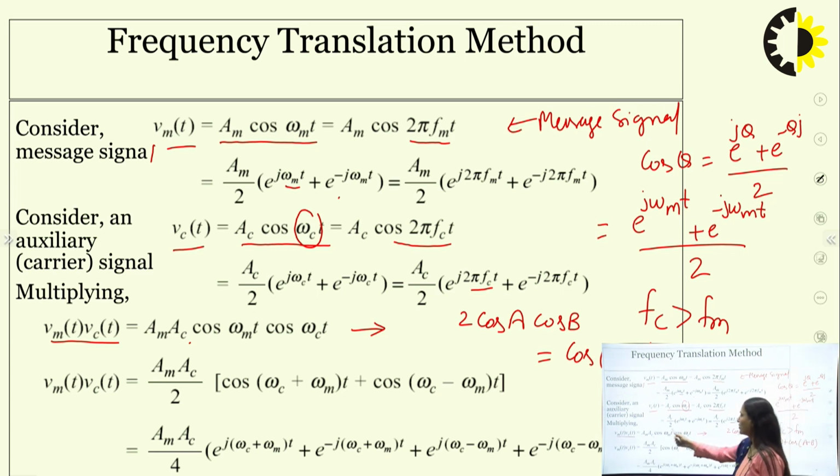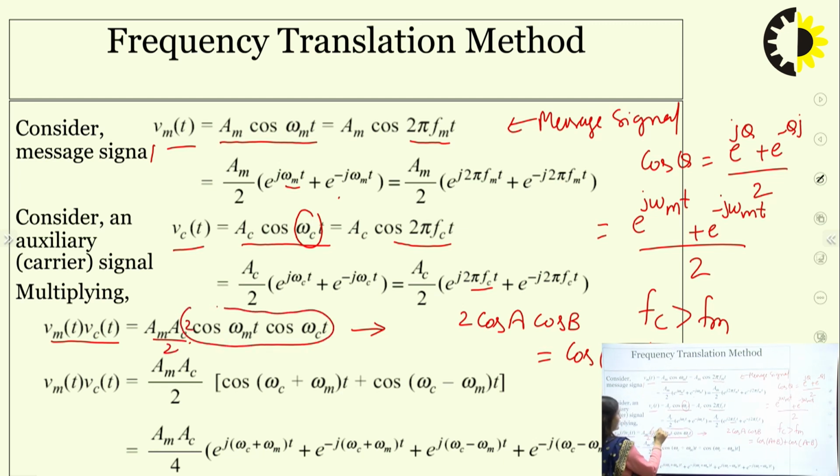For this I require 2, so I will multiply and divide with 2. So I can write 2 here and 2 here. So it comes out to be twice of cos A cos B, and this is your Am Ac by 2. Am Ac by 2 cos of A plus B, omega c plus omega m, plus omega c minus omega m, right? So again, this can be converted into exponential form.